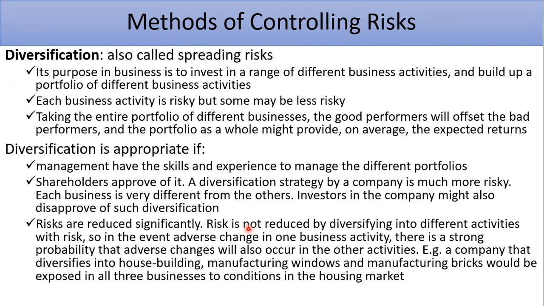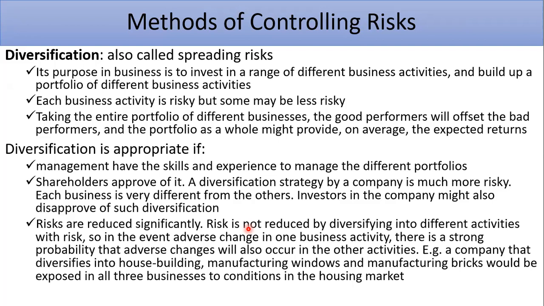Now, there are several methods of controlling risk in an organization, which we often call the TARA framework. Okay, so we have diversification as a method of controlling risk, or spreading risk so that it will reduce the impact of the risk when it happens. So the purpose of diversification in business is to invest in a range of different business activities and build up a portfolio of different business activities.